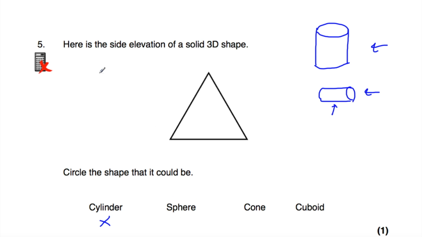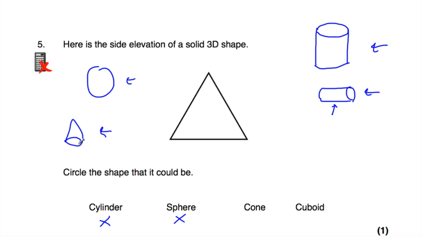Okay, sphere, a ball. Well, if you had a ball and you're looking at it from the side, what would you see? You would see a circle. So it's not going to be a sphere. A cone. Well, if you had a cone, and you're looking at it from the side, you would see a triangle. So that's going to be the side elevation of a cone.